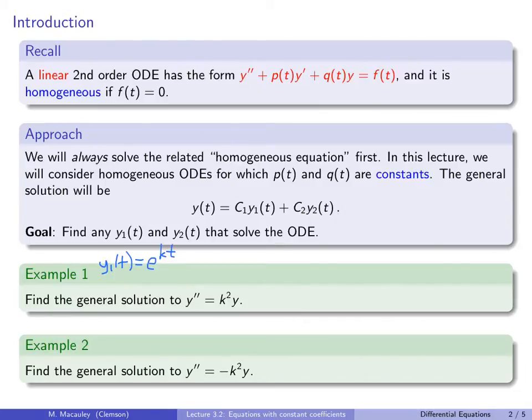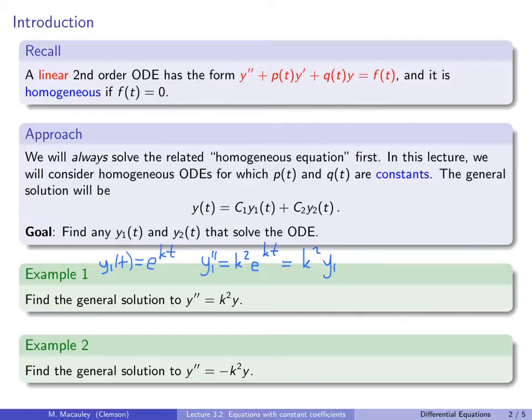Notice that when you take two derivatives of this function, let's actually do that. So y1 double prime, what is that? That is equal to, well, each derivative, a k pulls down and you get the same thing back. So y1 double prime is k squared e to the kt, and that's just k squared times y1. So yes, this works.